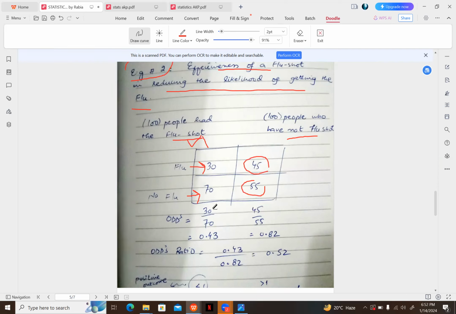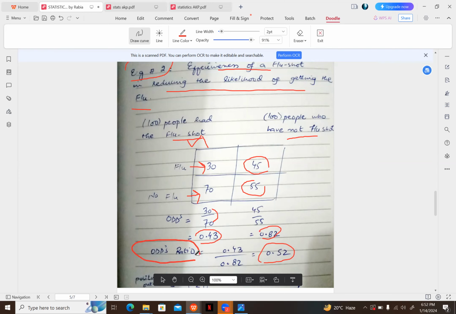So 30 divided by 70, the odds, is 0.43, and 45 divided by 55 is 0.82. Dividing these, the odds ratio is 0.52. Now see, this is less than 1. What information do you get? It means you have vaccinated the people and the flu has gone towards the negative side. The value has gone towards the negative side, but it is a positive impact for us.